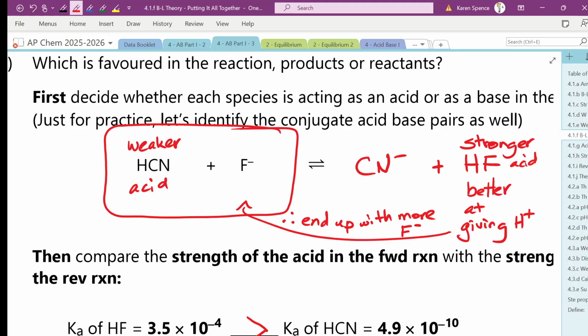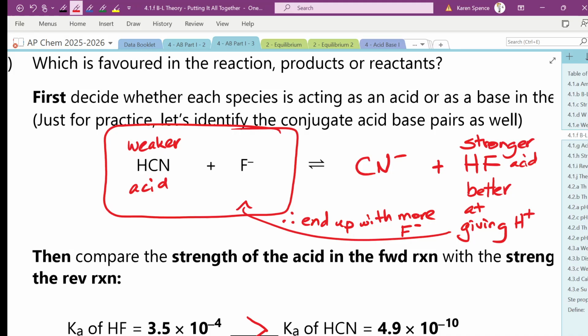There's a few ways of thinking about it. You can think about it this way, where the HF is better at giving away the H+, so you end up on the side with more F-. I always like to think of it kind of like, if I'm HF and I'm stronger than the acid that's over there, which direction is this reaction going to get pushed? If this push is stronger than this push, which direction will it go? Plain hand is stronger than glove hand. Which way will it go? Left. So that's going to end up on the reactant side, yes?